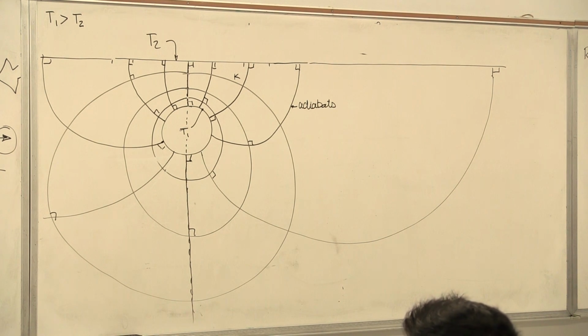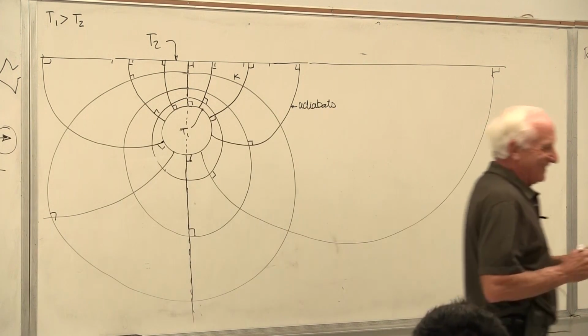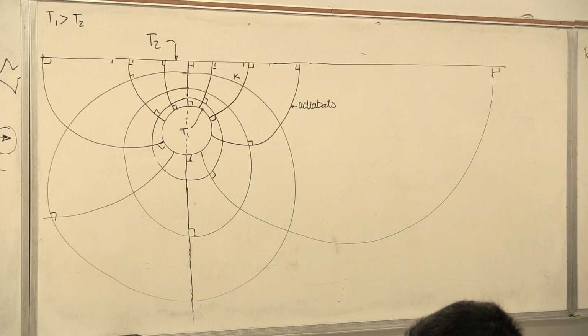Label them, isotherms, adiabat. Show the boundary conditions. Show what happens in the middle of the object. Okay. All right. Just want to go over that so you know how it should look when you're done.